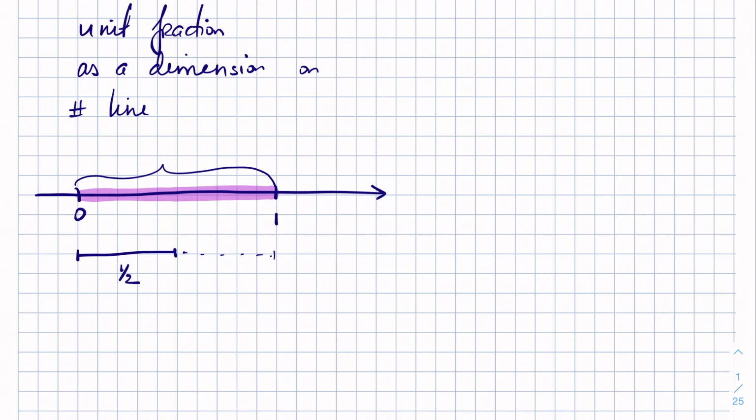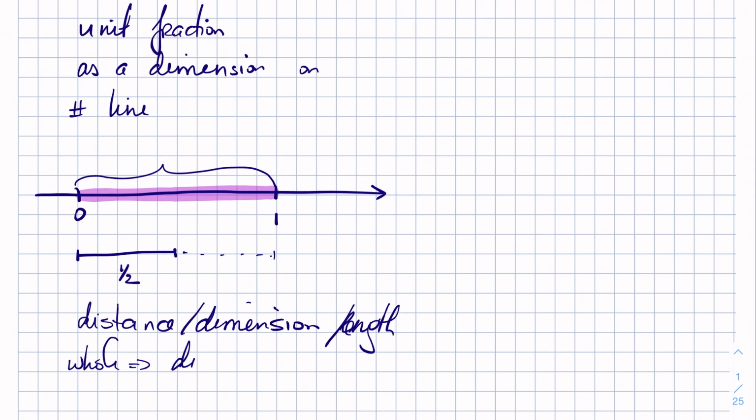Now, that's the first thing. So whenever we have dimensions or distance or length, the whole is the distance from 0 to 1 on a number line.